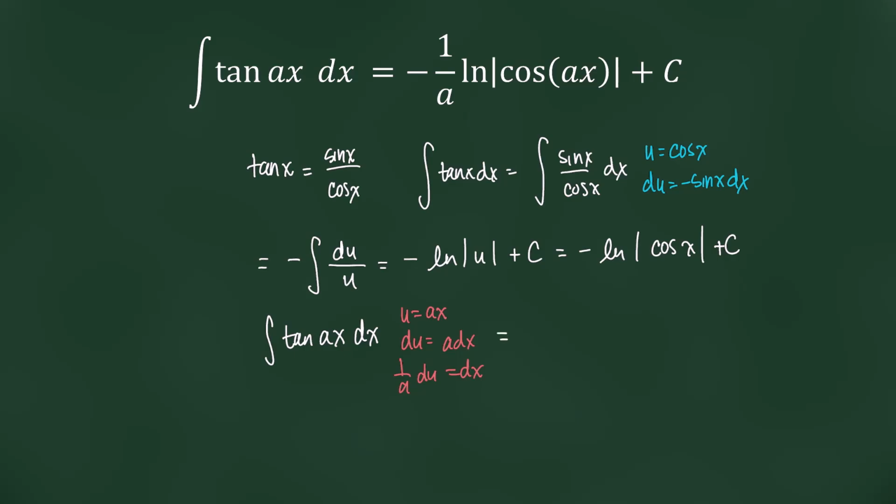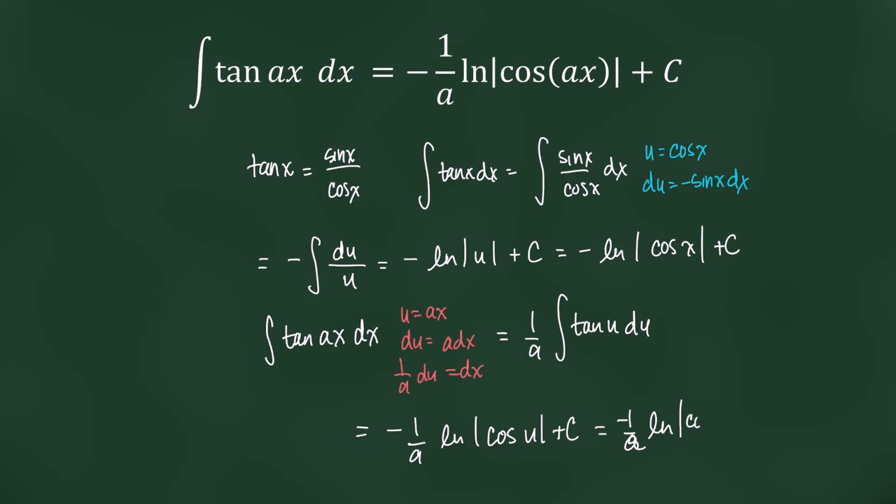So this becomes 1 over a times the antiderivative of the tangent of u du. And that gives us, using what we did above, negative 1 over a times the natural log of the absolute value of the cosine of u plus c. And replacing u with our x's, we get negative 1 over a times the natural log of the absolute value of the cosine of ax plus our constant c.